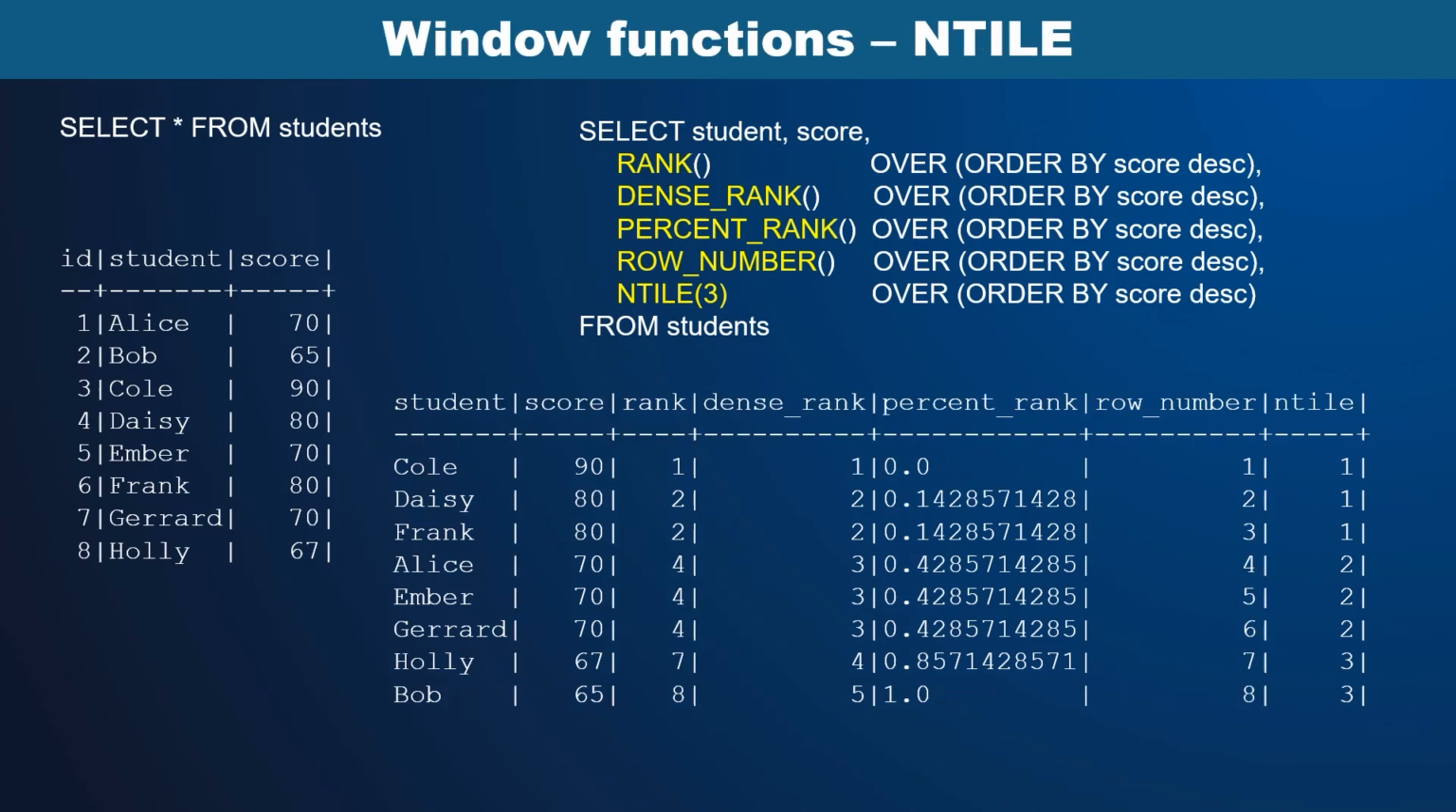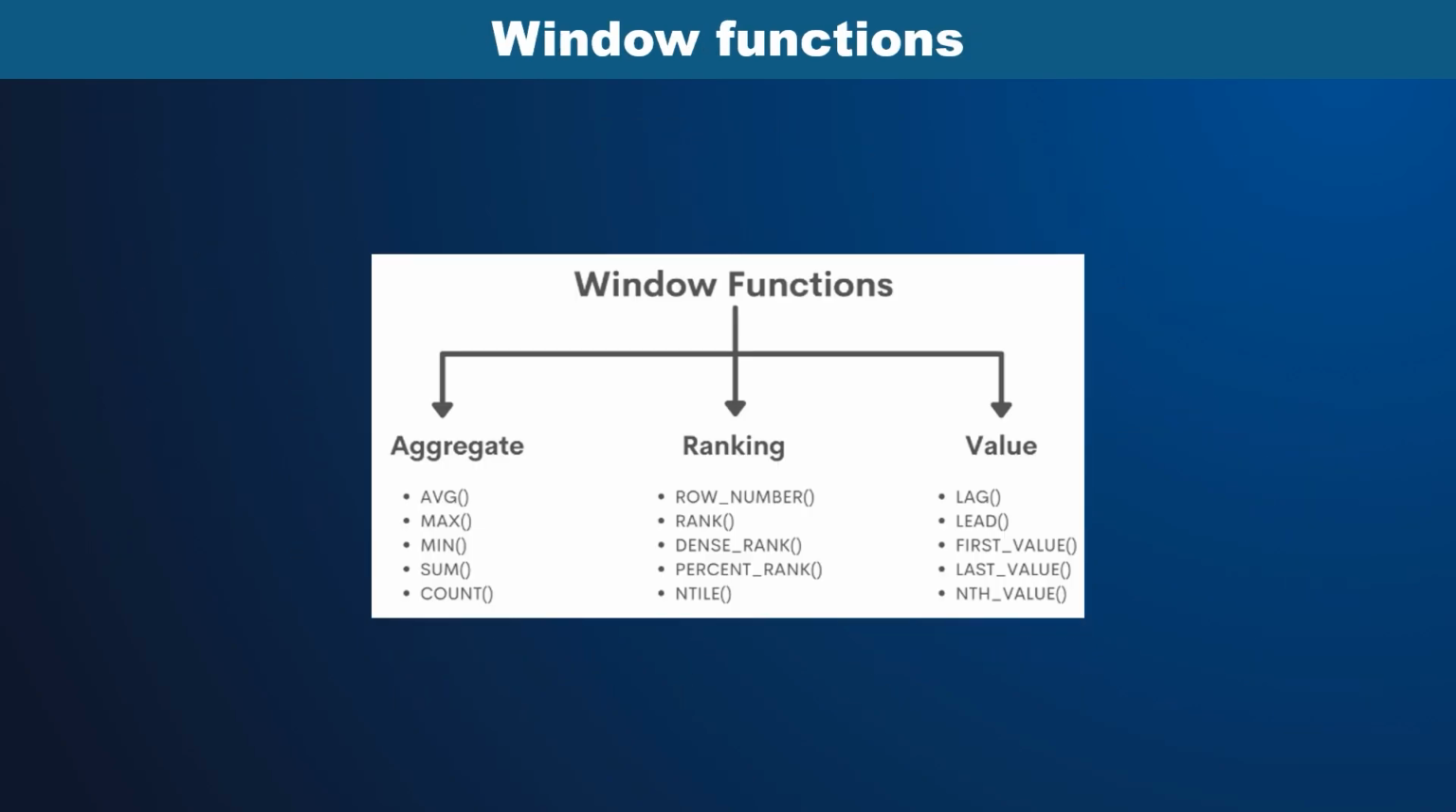Now, the last ranking function we will discuss is ntile. Here, we call the ntile function with argument 3. That means we want to divide all students into 3 groups or buckets, and based on the score, students will be assigned to one of these 3 groups. Here, for example, we don't want to classify students based on absolute scores, but instead we want to classify students into 3 groups: top, middle, and bottom. Well done! Now we know how to use the ranking functions.